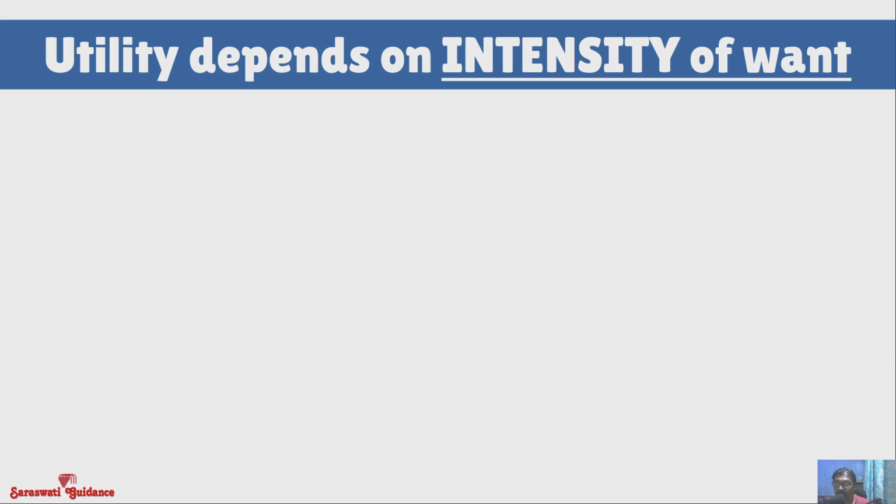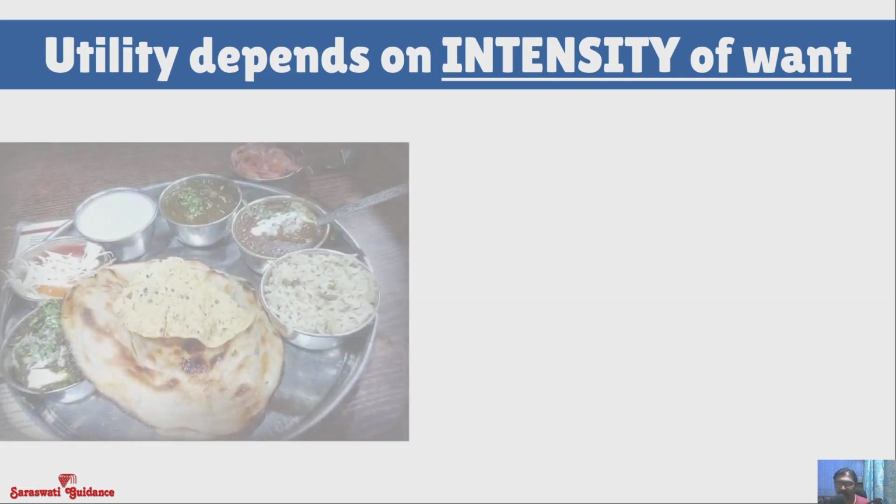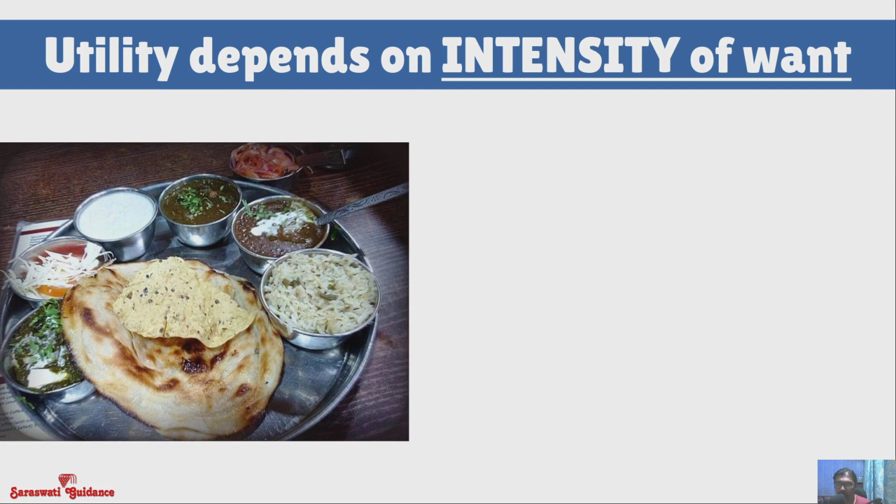The next one: utility depends on the intensity of want. What is the meaning of this? This is again an easy one to understand. Take a look at this picture. What is this? A common thali that we come across in all the restaurants.